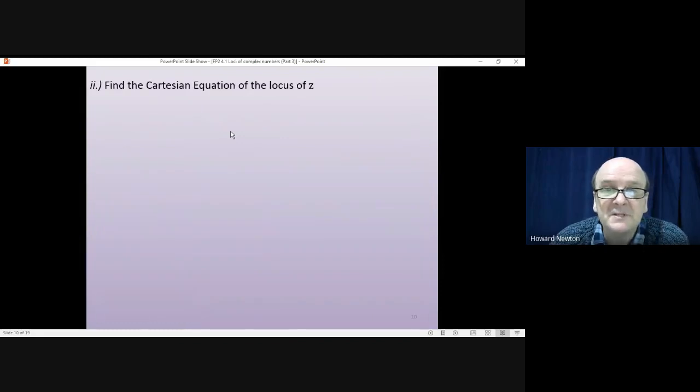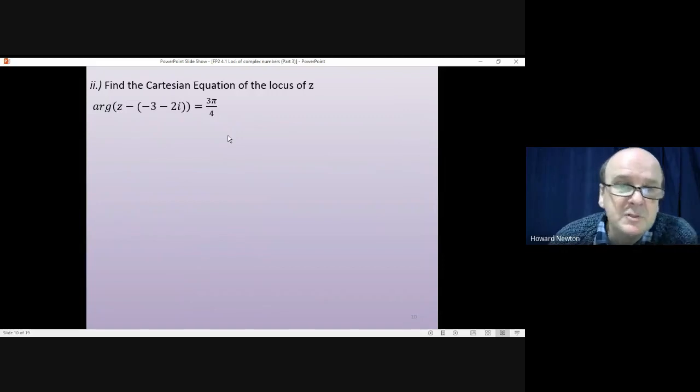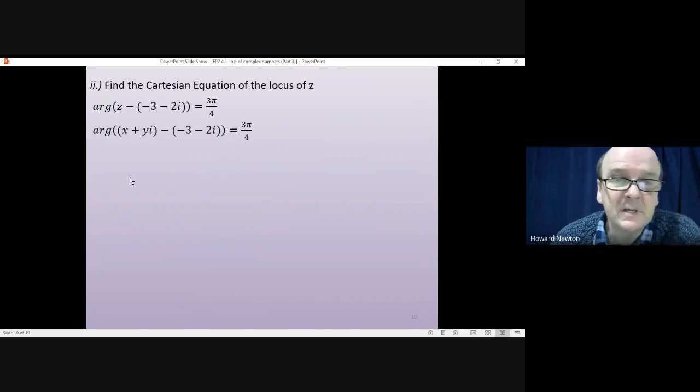We're then asked to find the Cartesian equation of that line. Well, we'll use the method that we talked about before. So you start just by using the definition of the locus. The argument of z minus 3 minus 2i is equal to 3 pi by 4. And then z, and we frequently do this in this type of question, we write as x plus iy, just the general complex number. And that gives us the argument of x plus yi minus 3 minus 2i is equal to 3 pi by 4.